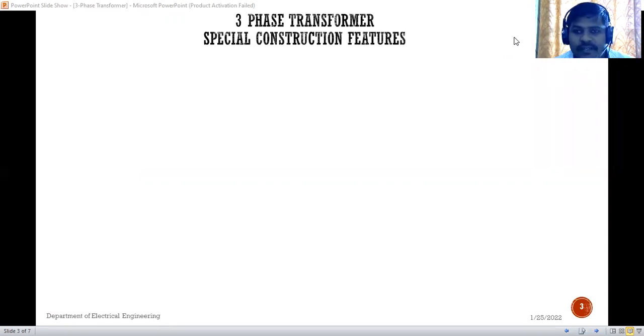In the previous lecture of Electrical Machines 1, we already started Unit 5, the last unit of this subject. This unit is three-phase transformer. In the case of three-phase transformer, we discussed the necessity of a three-phase transformer.